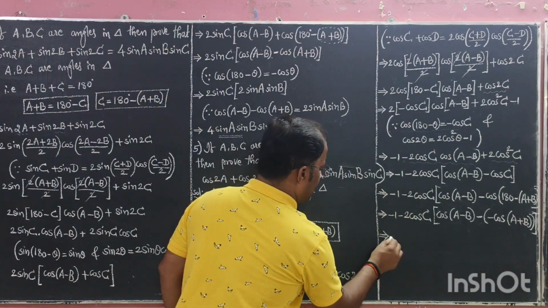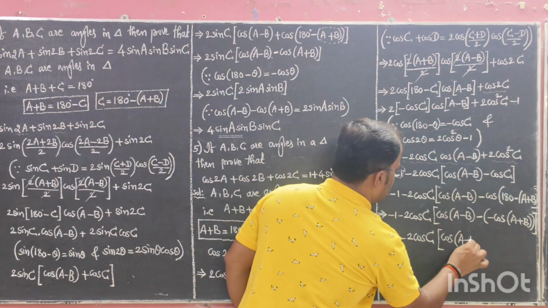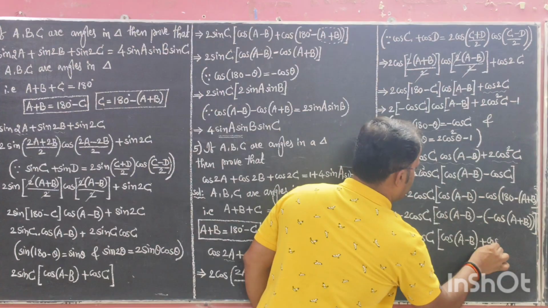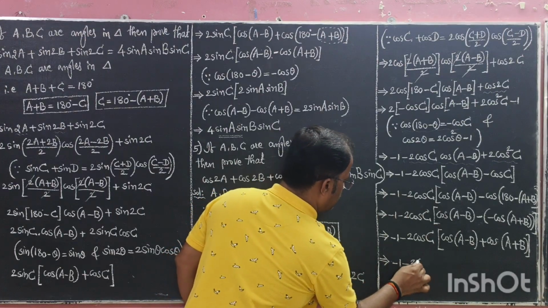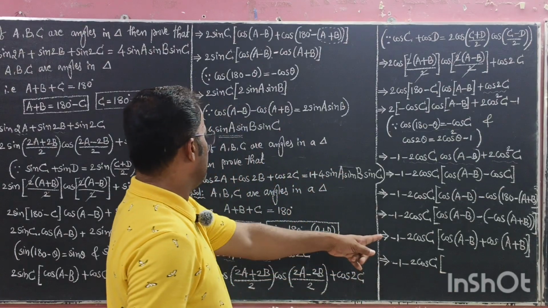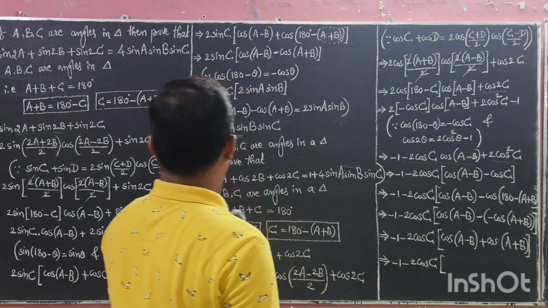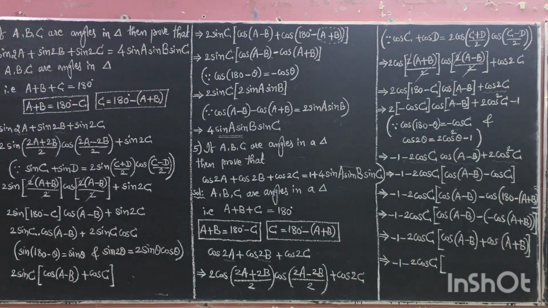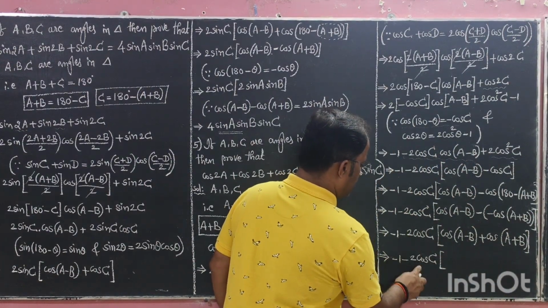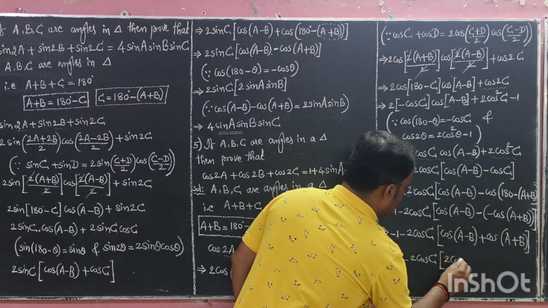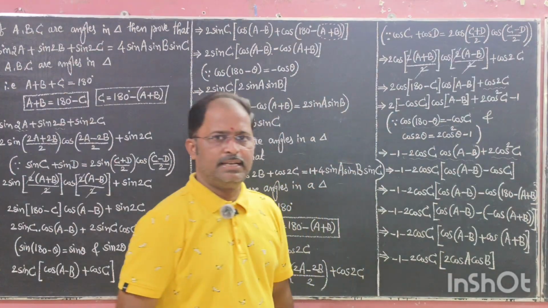That implies again minus 1 minus 2 cos C into cos of A minus B as it is, and minus into minus plus cos of A plus B. Already in the previous problem we wrote the same formula: minus 1 minus 2 cos C, and cos of A minus B plus cos of A plus B, the formula is 2 cos A cos B. Cos of A plus B plus cos of A minus B formula is 2 cos A cos B.